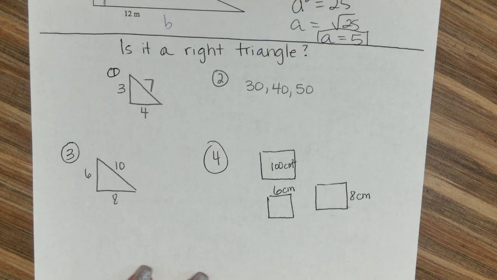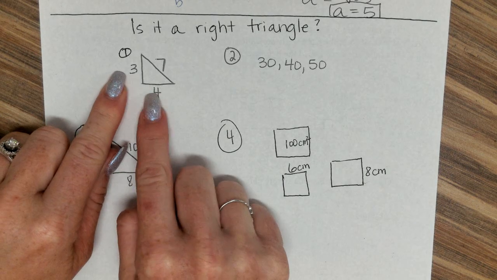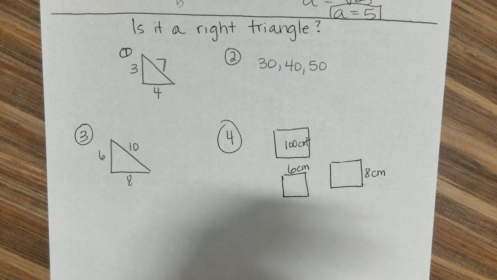Now let's look at how you use the Pythagorean theorem to tell if something is a right triangle. So in this one, you're not solving for anything at all. Do y'all understand that? They give you 3 sides of a triangle. You're not solving it.